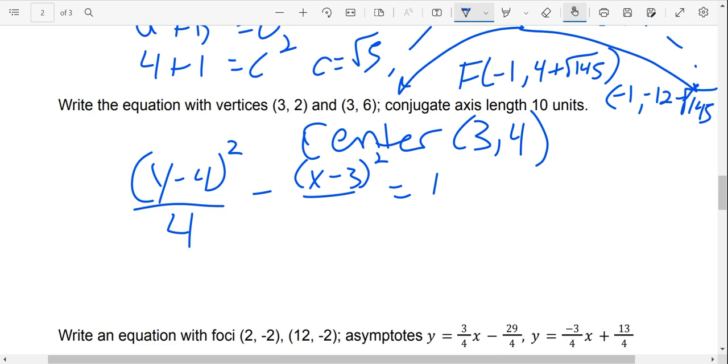Now the conjugate axis refers to the b values. Transverse axis will be a. So if I'm telling you the conjugate axis length is 10, that means your b value is equal to 5. 5 squared is 25. There you go.